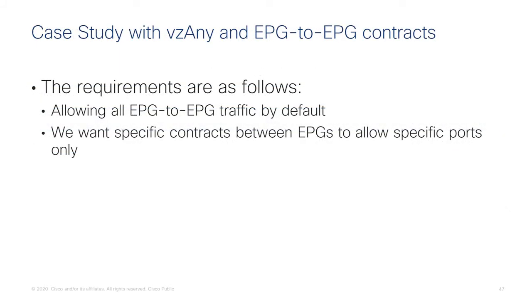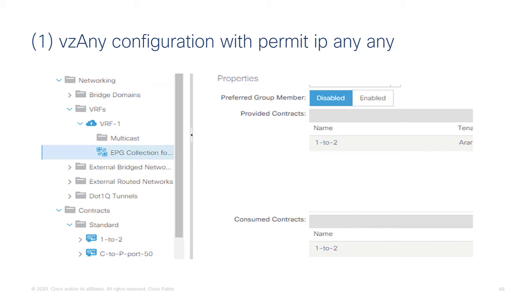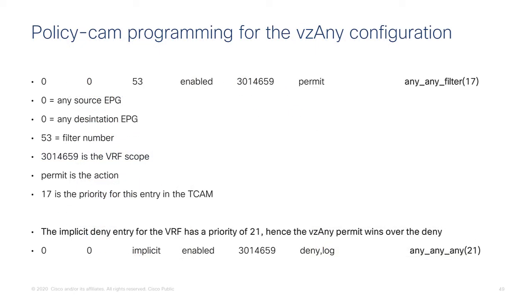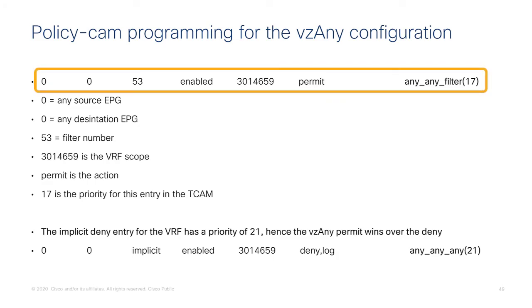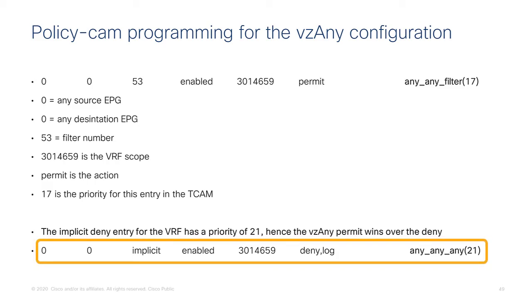Let's take a look at a case study. The requirement here is to allow all EPG traffic by default because maybe we are in a migration phase, so we want to allow traffic that was previously allowed. And we want to add more security rules to create more specific filtering rules between EPGs and introduce security step by step. How can you do that? Well, one way to do it is to use a vzAny configuration with a permit IP any, so that all traffic between EPGs is allowed. Okay, and this would be the programming of the policy CAM. So you'd see here the vzAny rule with priority 17, which is higher than the implicit deny. So traffic is now allowed.